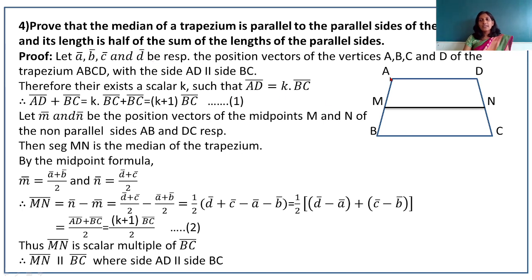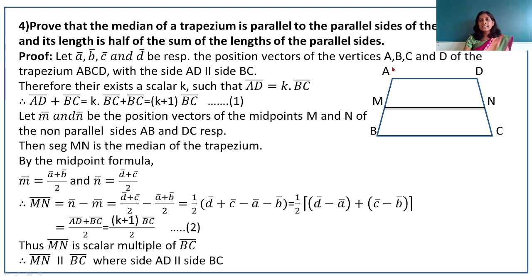And now here A bar, B bar, C bar and D bar. Firstly, what we have to prove? Firstly, we have to prove that AD is parallel to MN, parallel to BC. We have to prove that this median is parallel to the parallel sides. This is our first proof. And the second proof is that the median MN is equal to half of AD plus BC. So there are two proofs in this example.